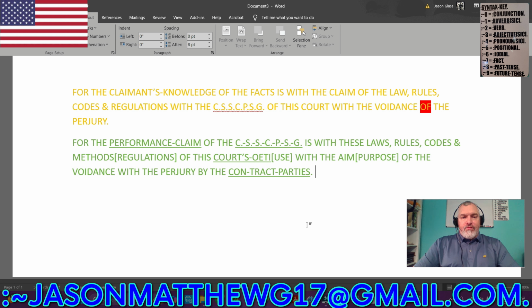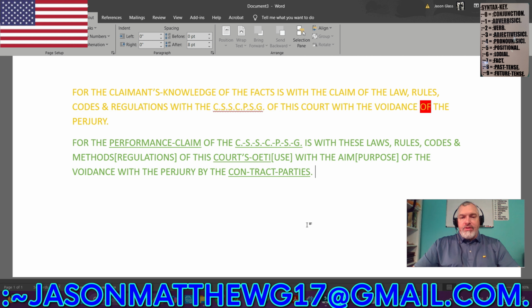So going forwards, performance claim would be the cause concerned with correct sentence structure. Singular verb is. Laws, rules, codes, and methods are possessing correct sentence structure because they're written in correct sentence structure. And what are those laws, rules, codes, and methods concerned with? The court's use, the court's usage. What's possessing the court's usage? The aim. What's the aim concerned with? The voidance. What's possessing the voidance? The perjury. And who's the authority of the voidance of the perjury? The contract parties. So the contract parties want to void the perjury.